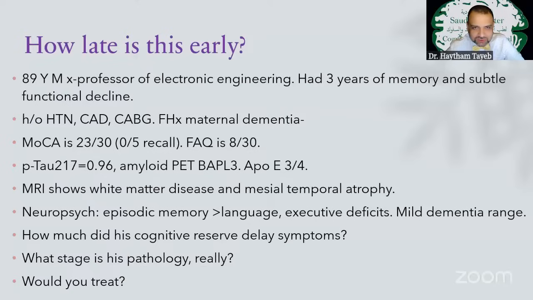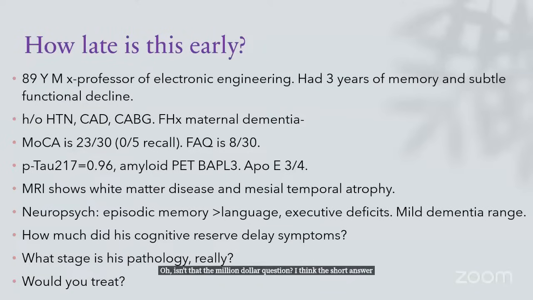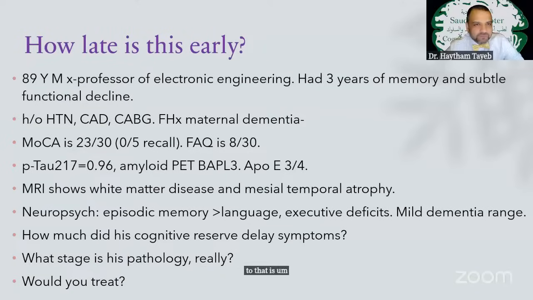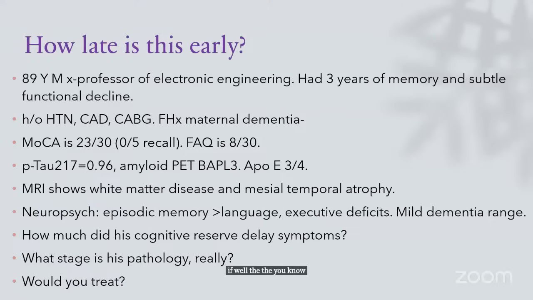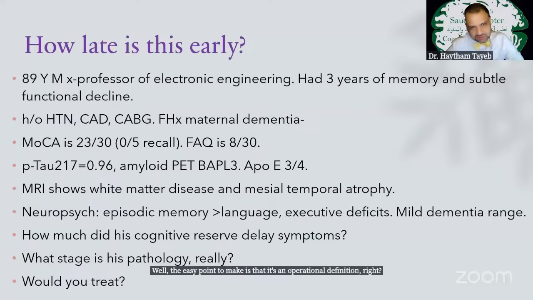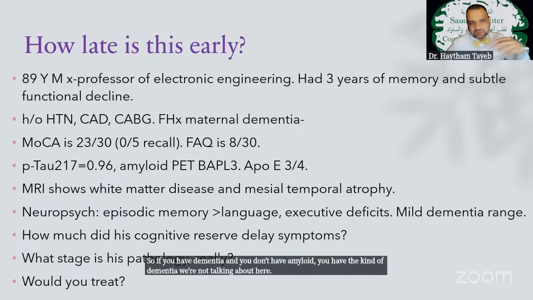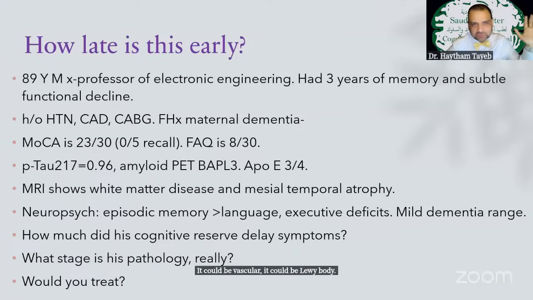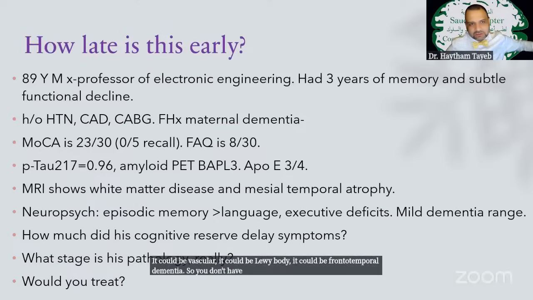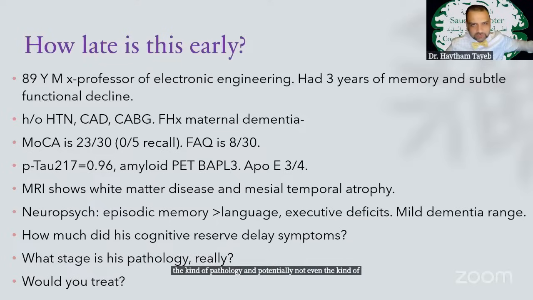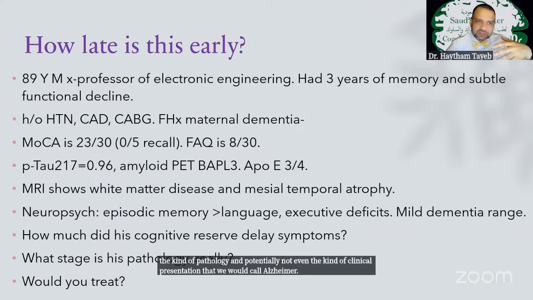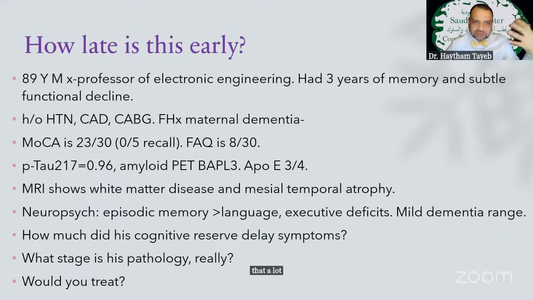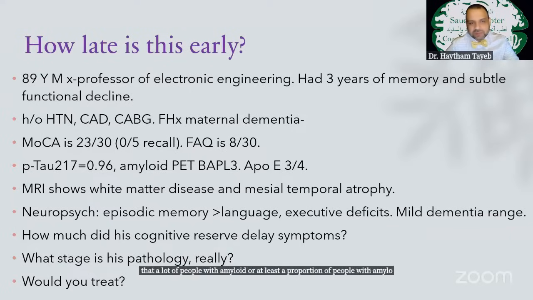Oh, isn't that the $1 million question? I think the short answer is that it's an operational definition. If you have dementia and you don't have amyloid, you have the kind of dementia we're not talking about here. It could be vascular, Lewy body, or frontotemporal dementia. So you don't have the kind of pathology, and potentially not even the clinical presentation, that we would call Alzheimer. The difficult part is that a proportion of people with amyloid don't end up developing Alzheimer disease.